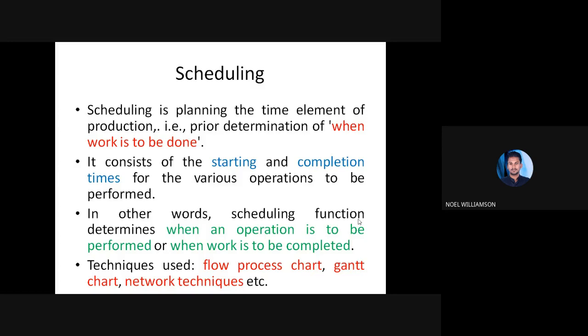So scheduling is planning the time element of production. So the time element, anything related to the production, the planning of which is termed as scheduling. That is a prior determination of when the work is to be done.